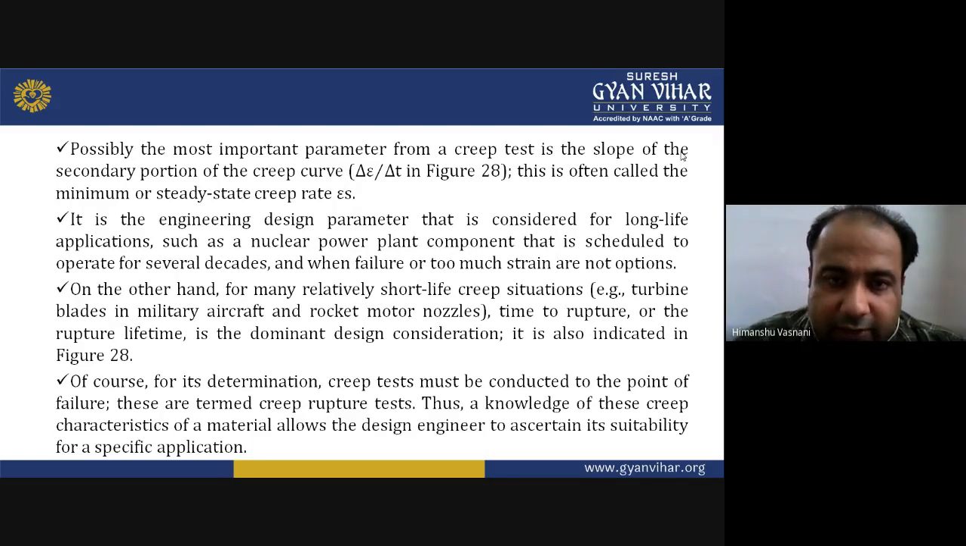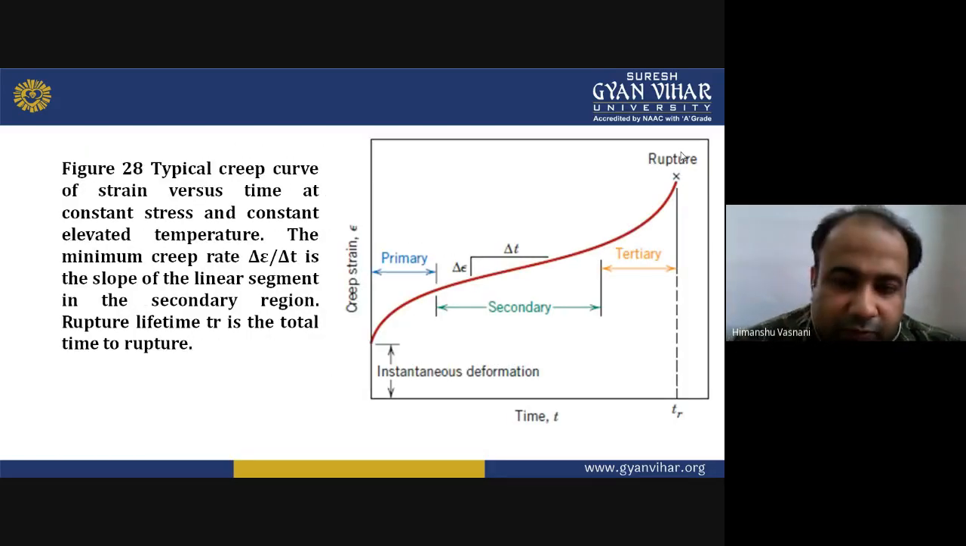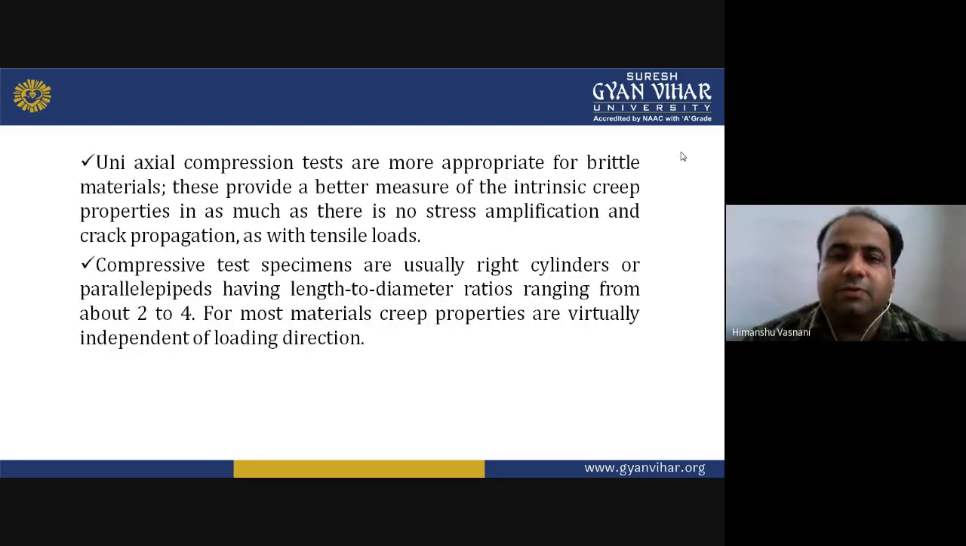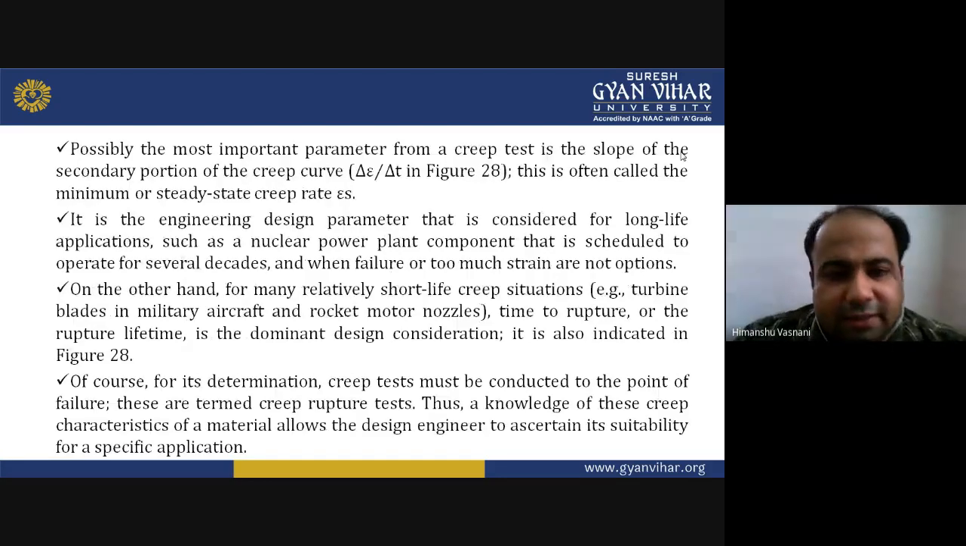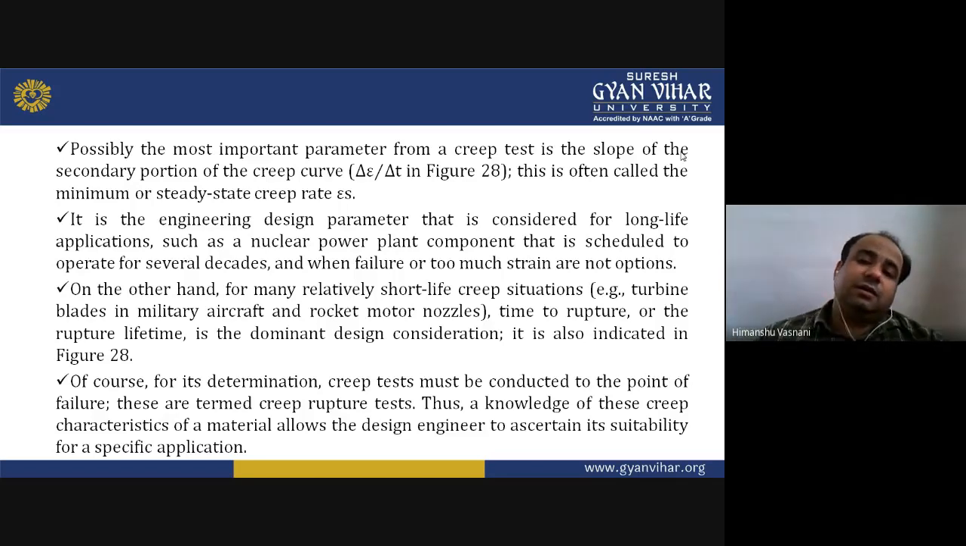Let me show you this again. The second phase, you can see in this diagram, the secondary stage, is called steady state creep. You can understand this, and it may be useful to you. It is the engineering design parameter that is considered for long life applications, such as a nuclear power plant component that is scheduled to operate for several decades, where failure or too much strain are not options. Understood. So it is an important engineering design parameter, because it is considered for applications that require long life.